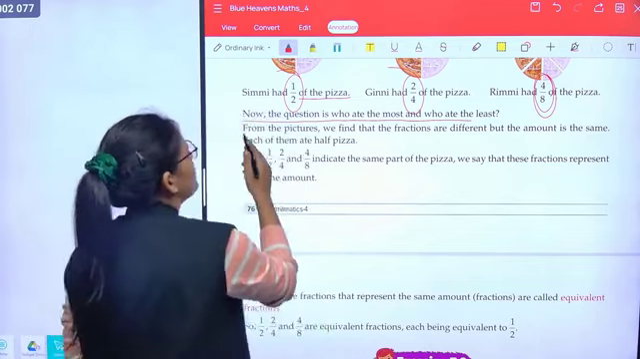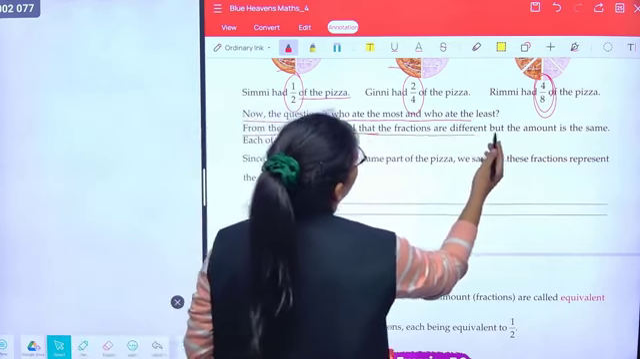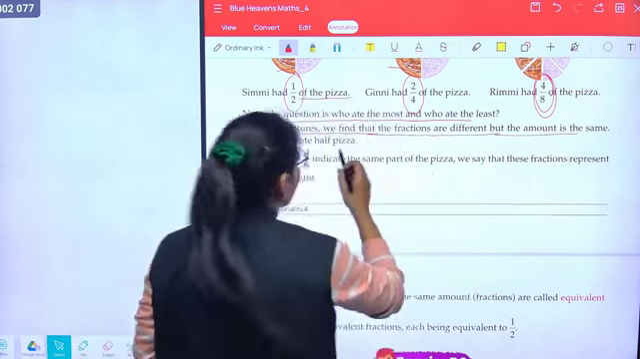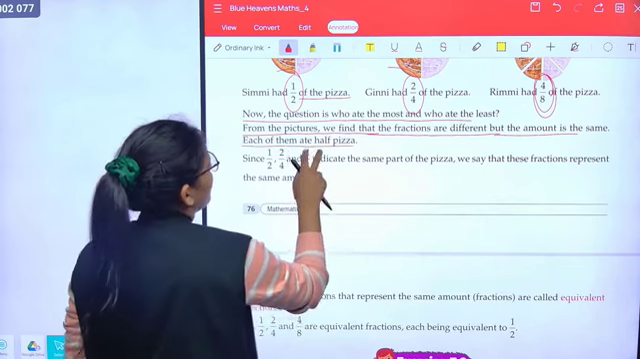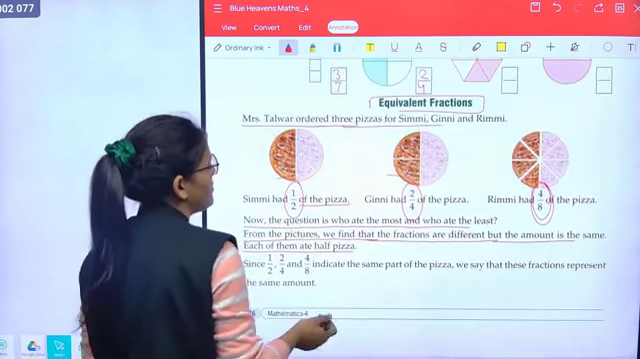Now from the picture we find that the fractions are different but the amount is the same. Each of them ate half a pizza.